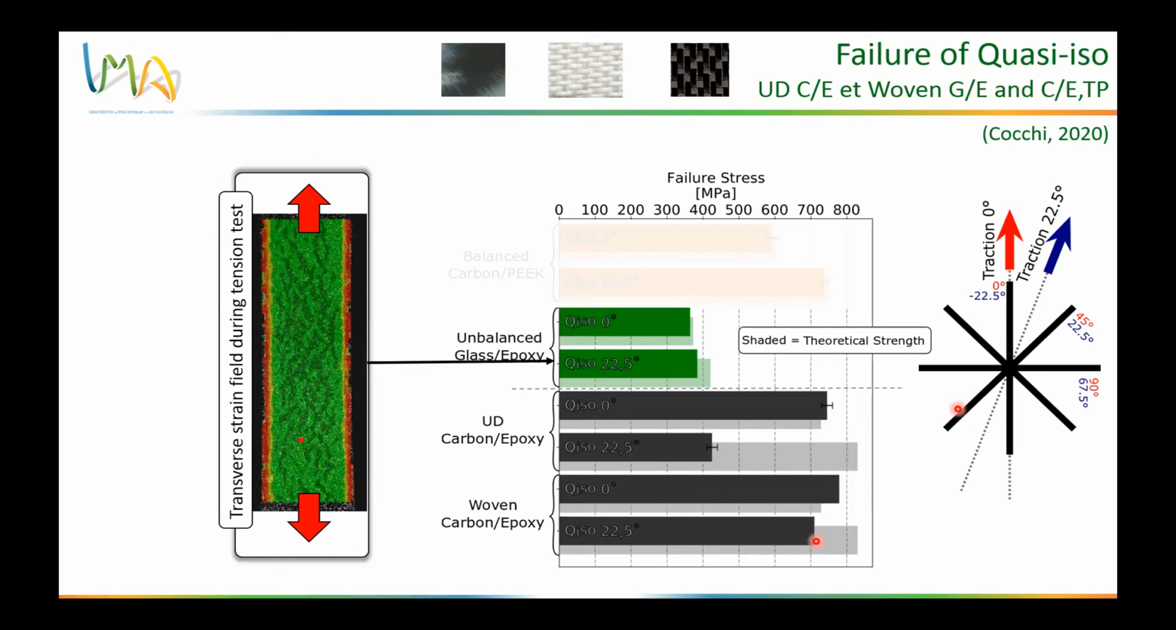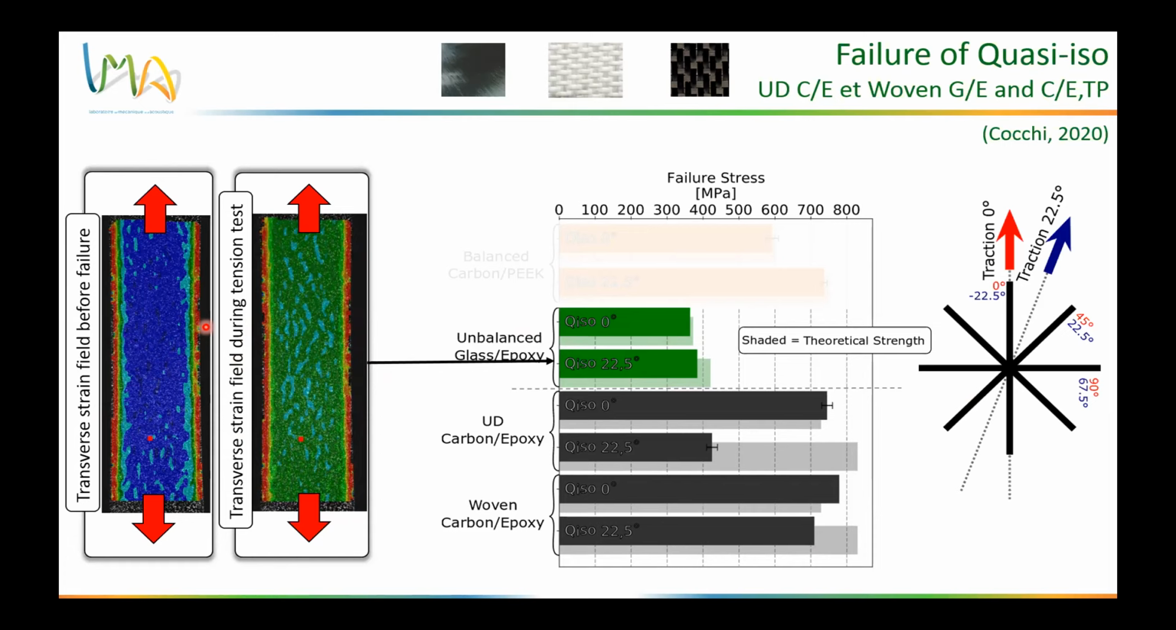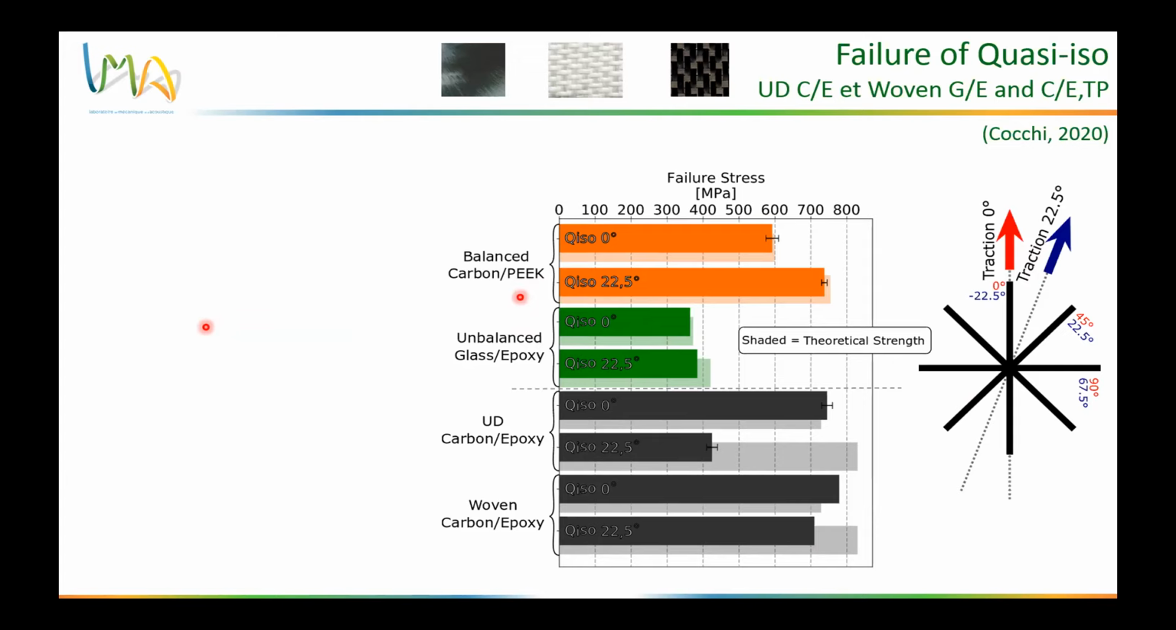In the case of the glass, if you measure the transverse strain, we can observe just before the failure a homogeneous strain field, which can confirm fiber failure. And finally, in the case of the balanced carbon fiber with PEEK resin, in this case, it's not sensitive to delamination.